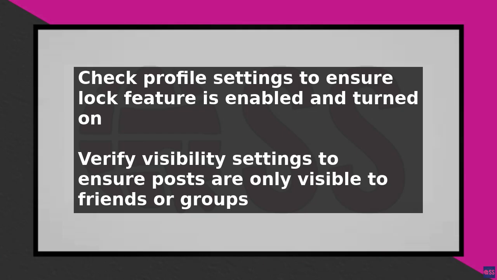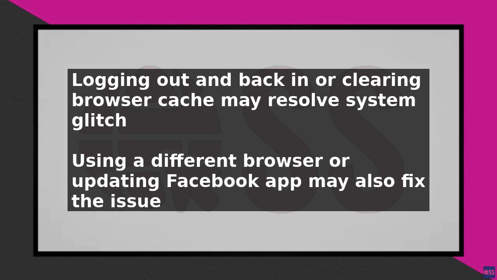If the lock feature is enabled and your profile is still not locked, try checking your visibility settings. Make sure that your posts and personal information are set to only be visible to friends or specific groups of people. You can do this by going to the Audience Selector tool next to each post or in your profile information. Another reason your locked profile may not be working is due to a glitch in the Facebook system.